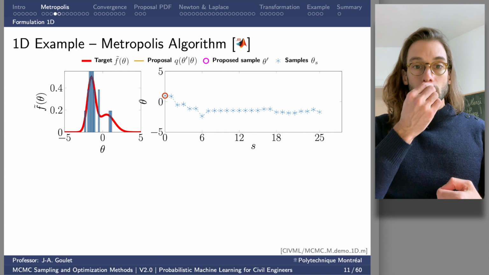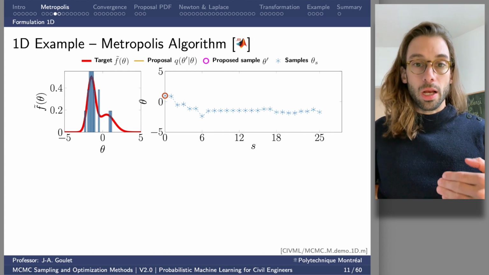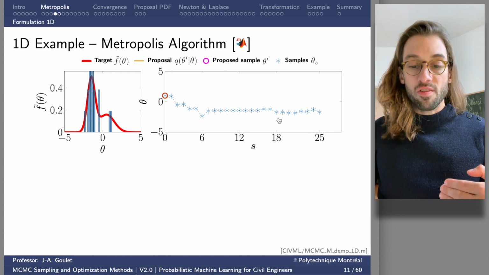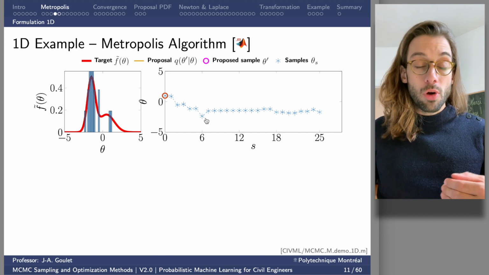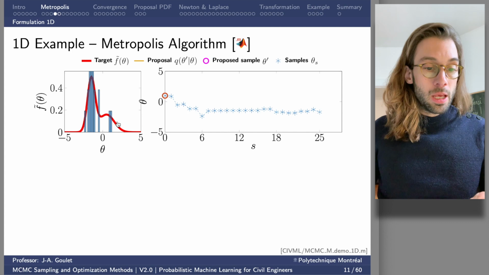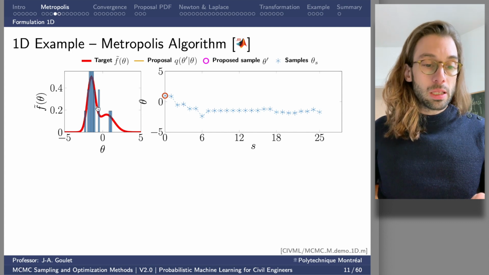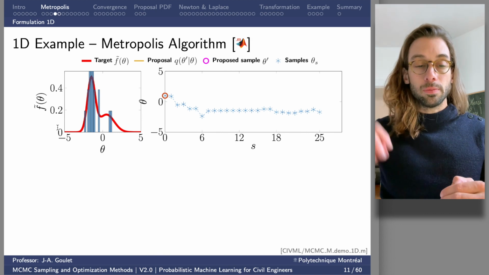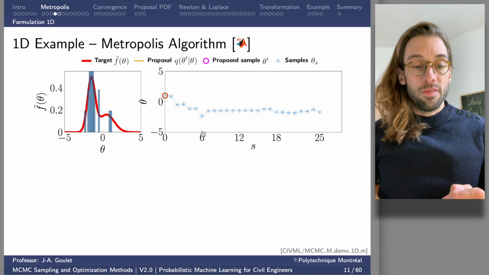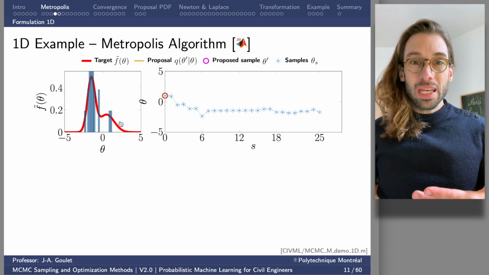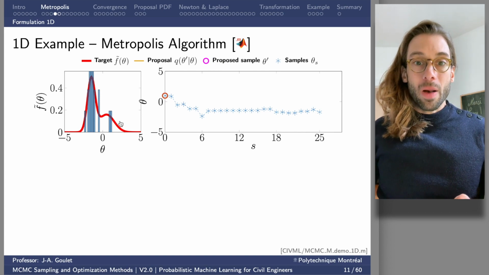So now let's try to see what's going on. I've taken 25 of those steps, and I will draw a histogram for all the parameter values I visited. The true target function is the red one, my unnormalized posterior. And if I draw a histogram of the positions I visited, this is what I have in blue here. So I didn't really explore my target PDF well.